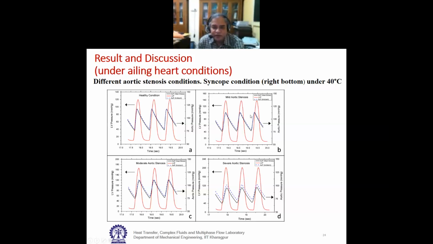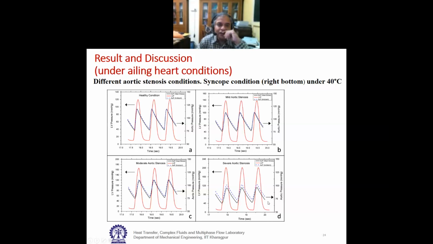With mild stenosis, there also we will have more or less the same pressure pulse from the aortic pressure, but obviously the left ventricular pressure will increase. It has increased up to 140. Here, the left ventricular pressure increases up to 160, but still the temperature effect is almost not felt in the aortic pressure. In the last case, where there is severe aortic stenosis and the left ventricular pressure is more than 180 or so, we can see the temperature effect, and the aortic pressure has fallen drastically.